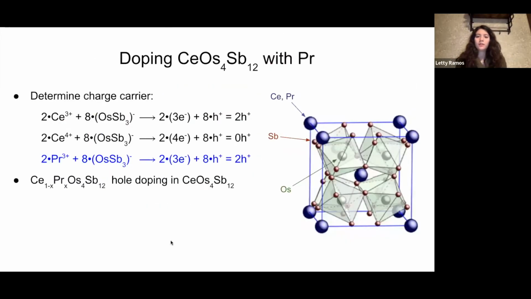So we're doping with praseodymium because it is the neighboring compound to cerium. So the ion exists as 3+ in this compound, which gives us a total charge carrier per unit cell of 2+, which is the same as cerium before the valence transition.